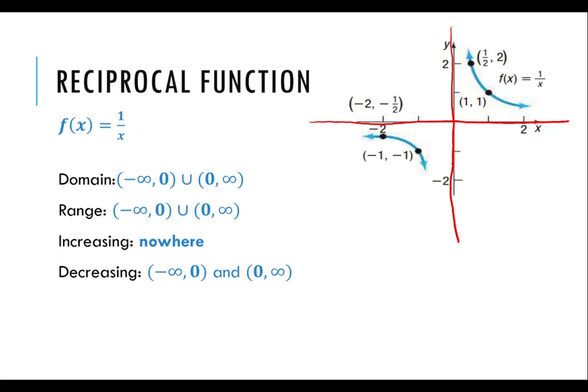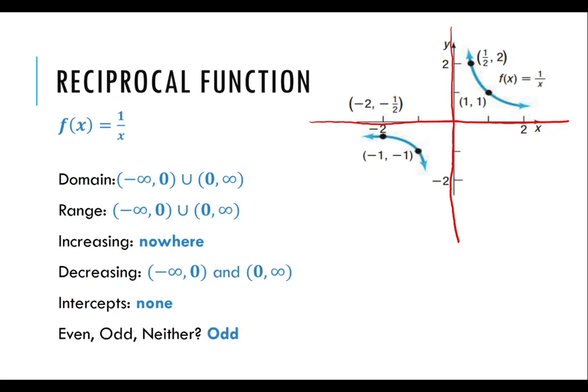Then we want to talk about intercepts, but there are none. Because of the asymptotes and the way this graph is shaped, we don't actually cross the axes. Be aware that some reciprocal functions may have intercepts, even if they have asymptotes, but we'll talk about that when we get to rational expressions.